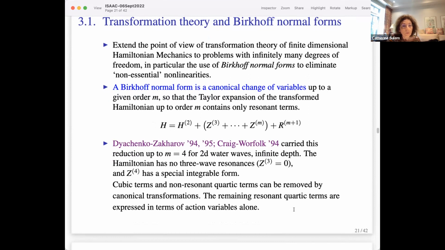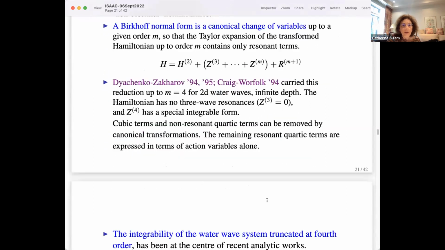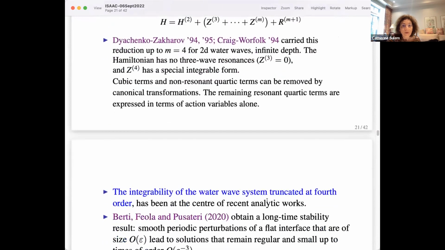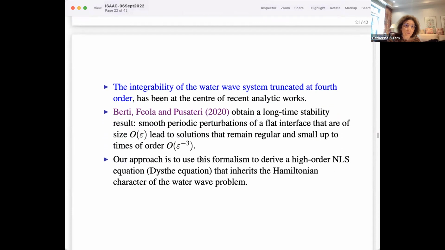This work by Dyachenko, Zakharov, Craig, and Wohlfork has been used by recent work by Berti, Feola, and Pusateri. And they use the integrability of the water wave system truncated at fourth order to prove rigorously a long time stability result in the following form. They assume an initial condition.